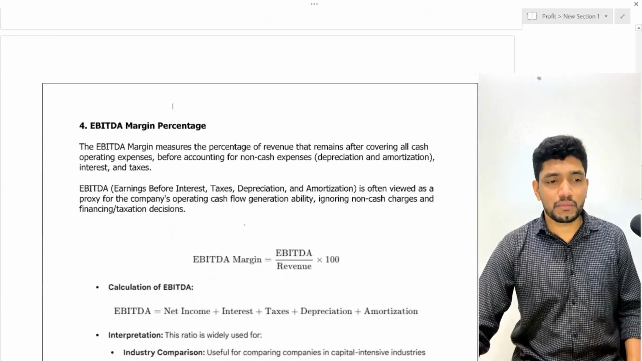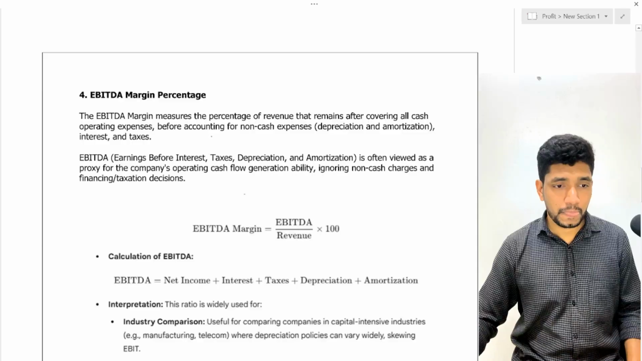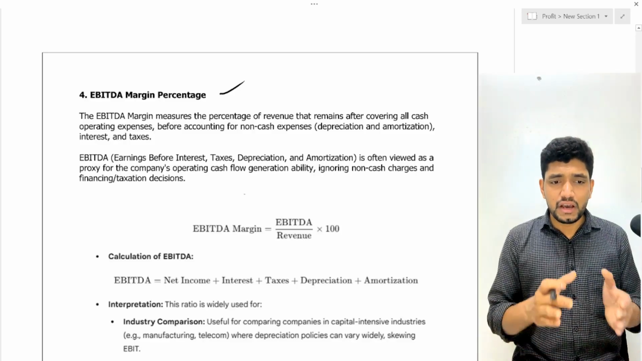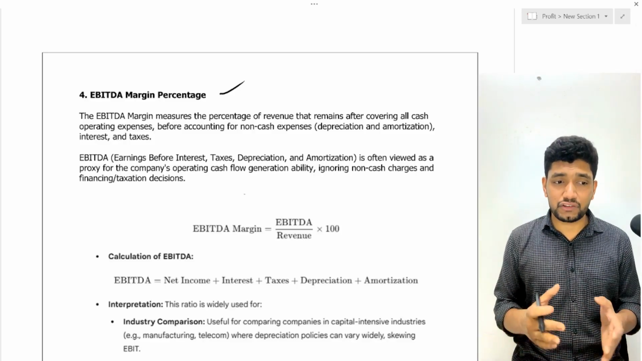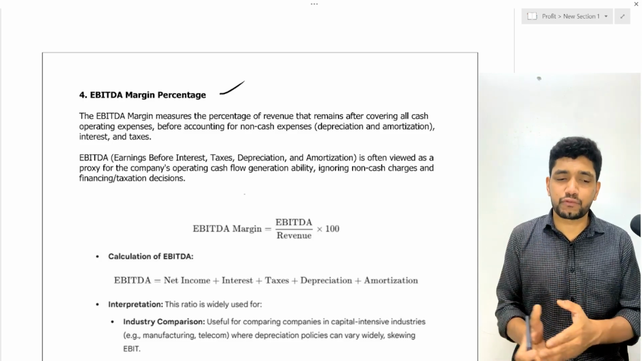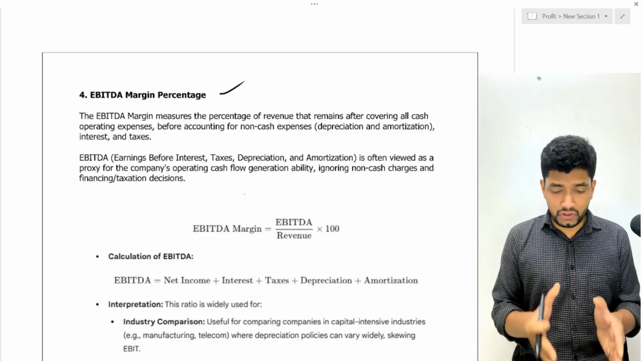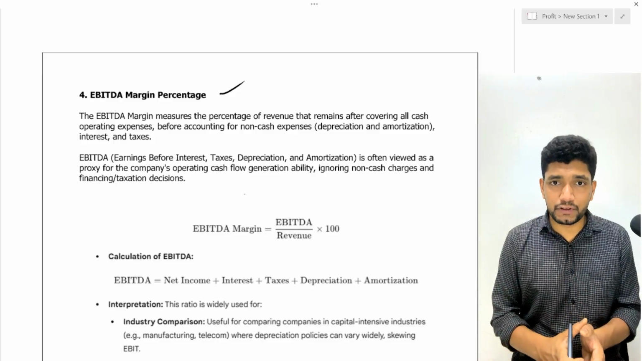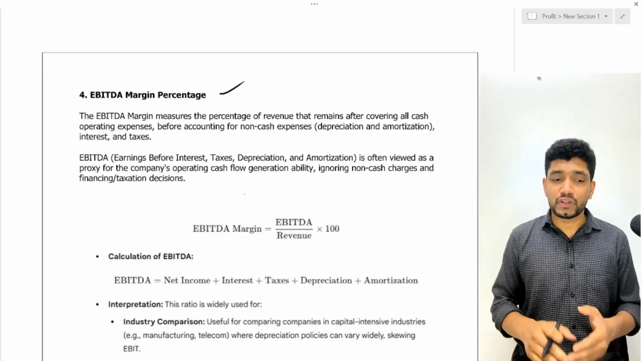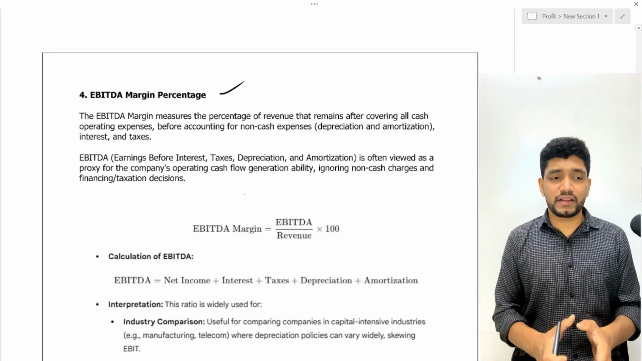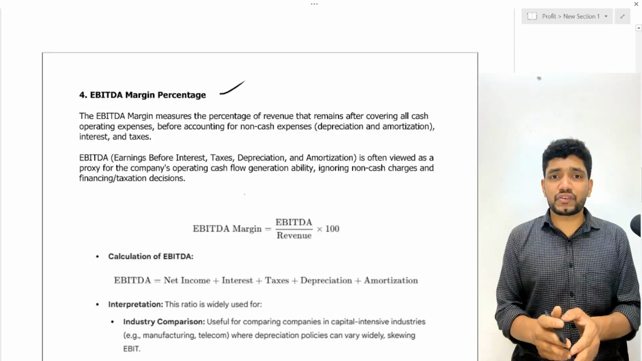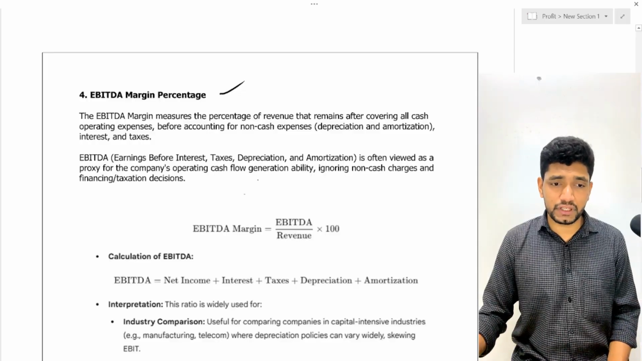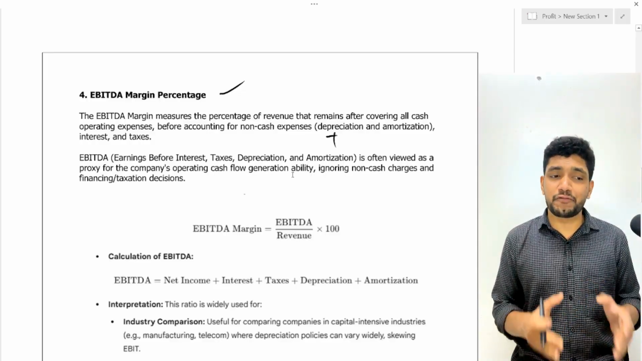So let's move on to the next margin, that is EBITDA margin. EBITDA, that is earnings before interest, tax, depreciation and amortization, is a proxy of operating cash flow, which is removing interest, tax and depreciation from the profit, or adding them back to the profit, to see how effectively the company is managing its EBITDA. Again, it's considering only the cash expenses. That's why depreciation and amortization are added back to net profit to remove that effect.